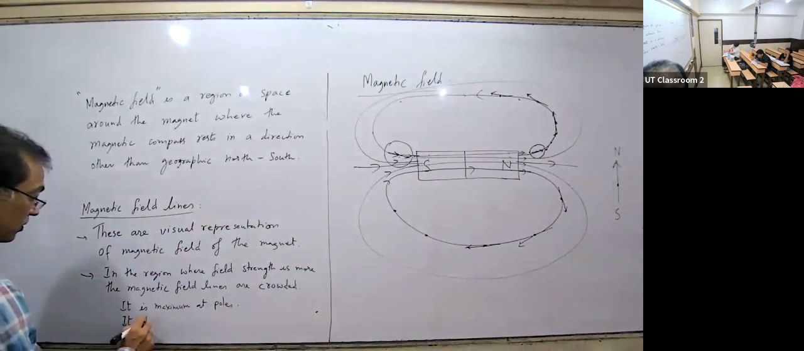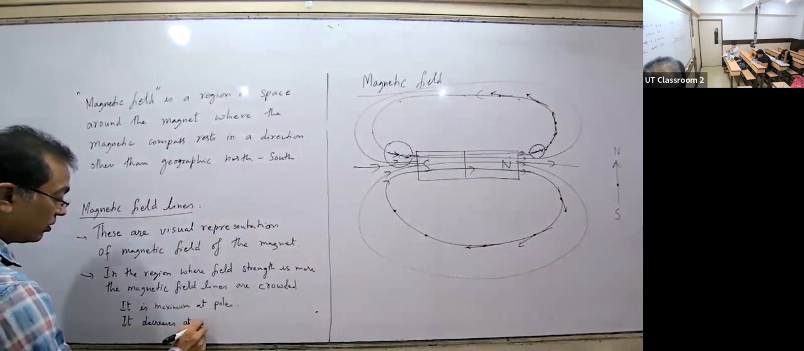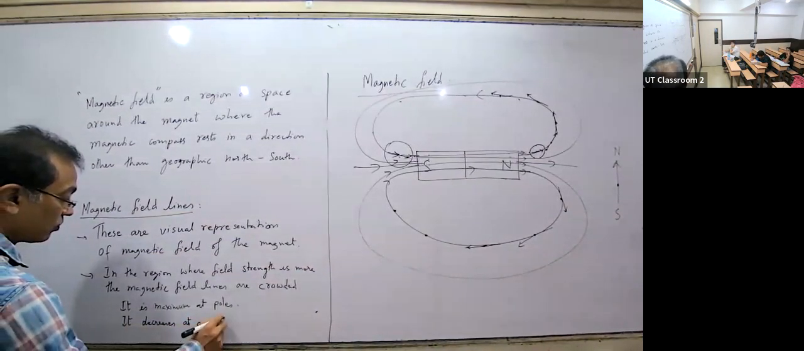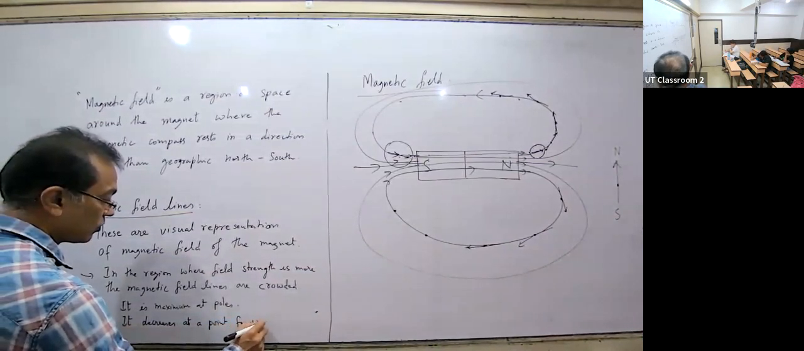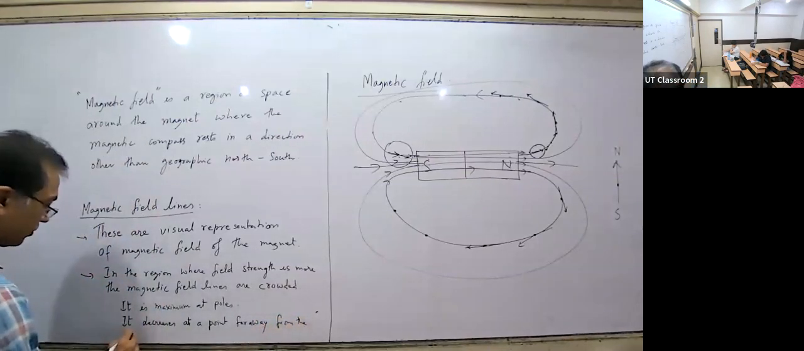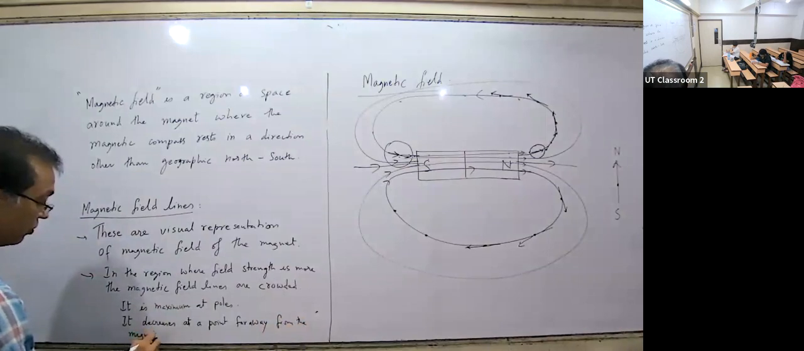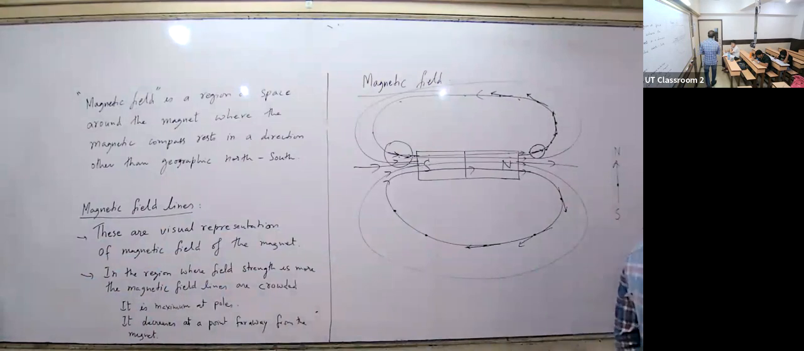It decreases at a point far away from the magnet. So as you go further and further away from the magnet, the magnetic field strength will reduce. So how can you say that the field strength is reduced? How will you verify that?